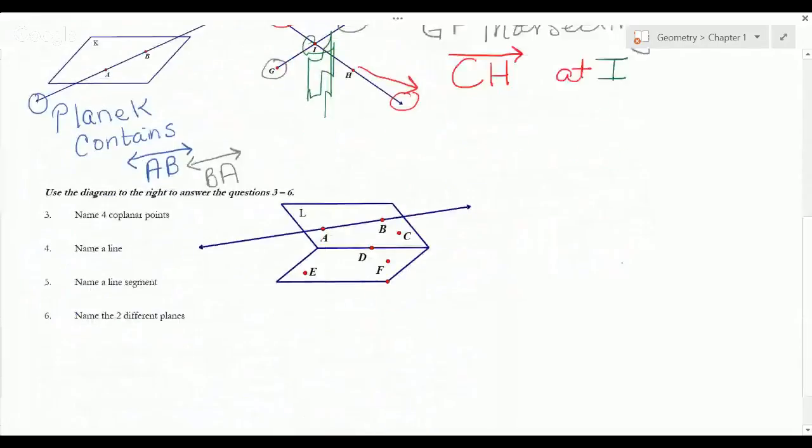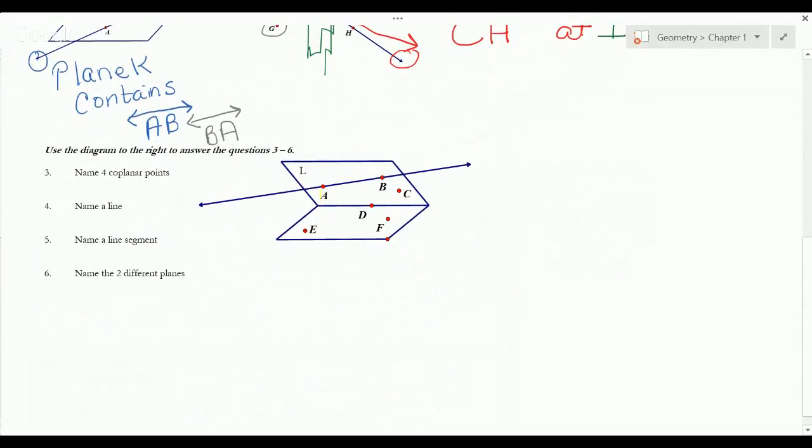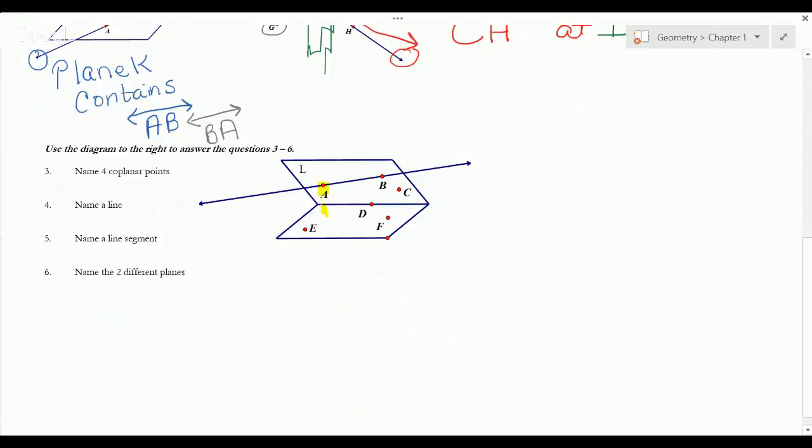All right, let's look down at the last 3 examples. So you have to look at the picture here to talk about what it is. So coplanar points. Well, first of all, if you notice, I have some different points. I'm going to highlight them real quick. So I have point A, point E, point D, point B, point C, and point F. Those are the points. The L is not a point. The L is actually the plane. So the top plane, this capital letter is for a plane.